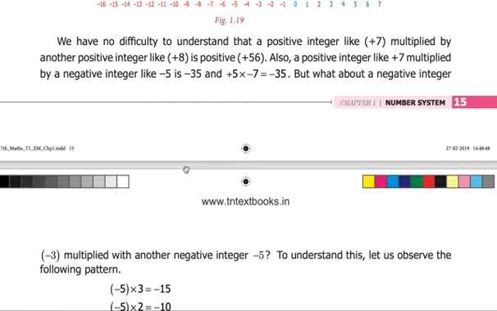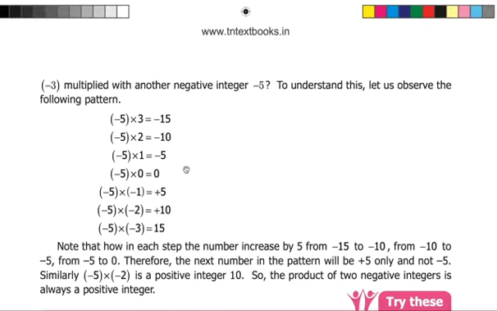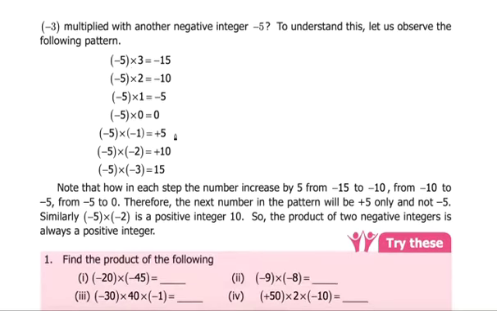But what about a negative integer multiplied with another negative integer? To understand this, let us observe the following pattern. Minus 5 into 3 is minus 15, minus 5 into 2 is minus 10, minus 5 into 1 is minus 5, minus 5 into 0 is 0, minus 5 into minus 1 is plus 5, minus 5 into minus 2 is plus 10, minus 5 into minus 3 is plus 15.